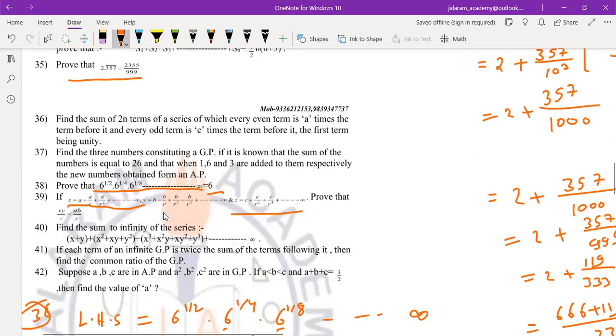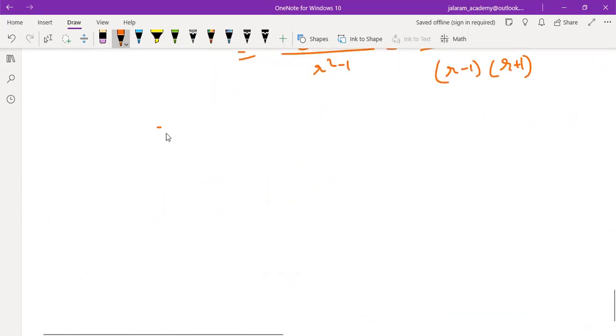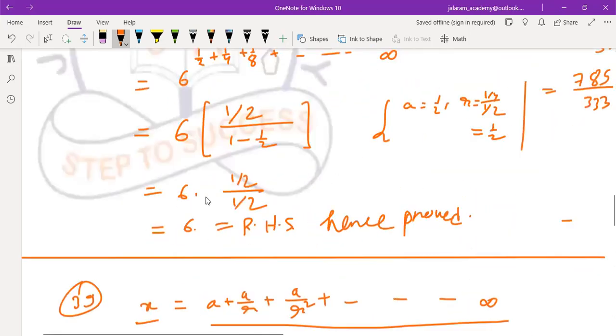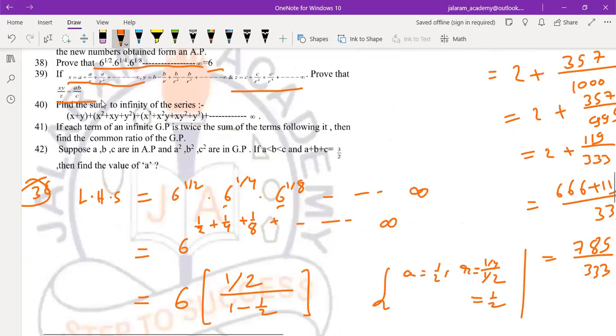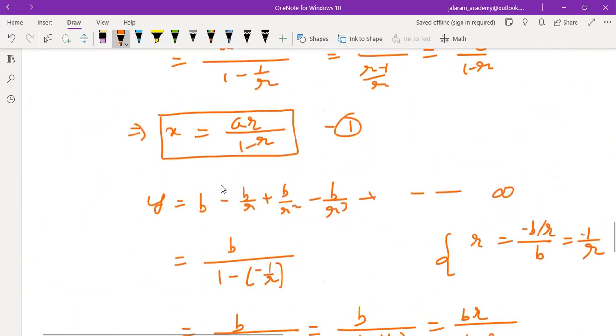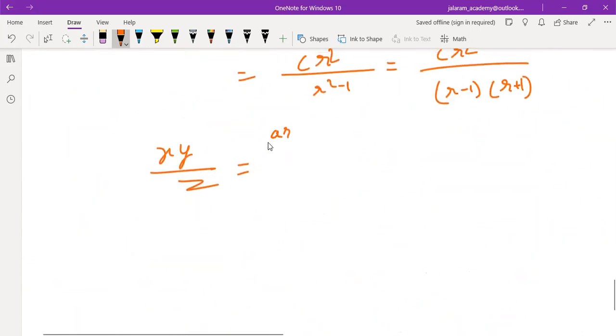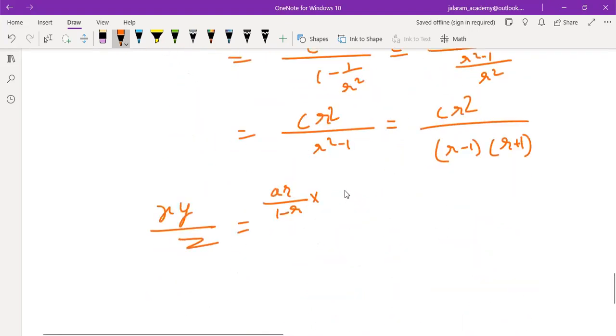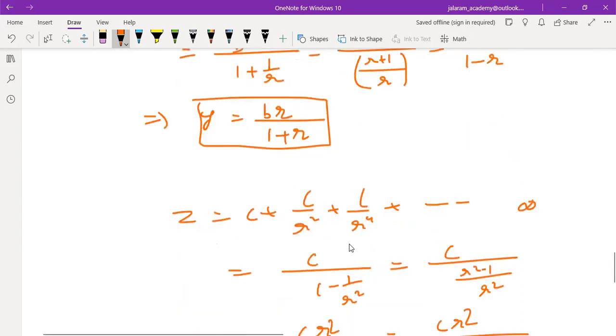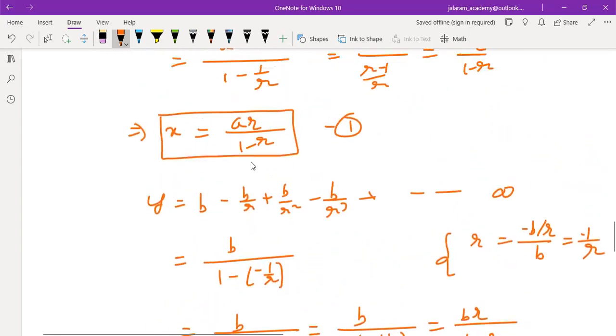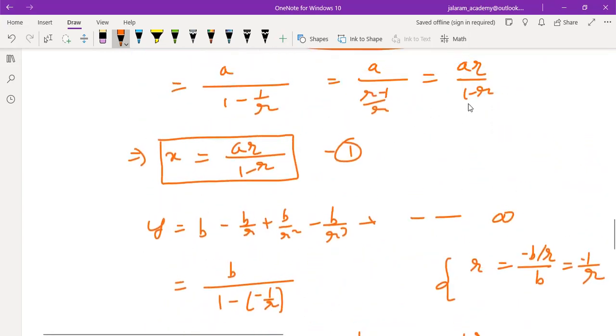Now we have to find xy by z and prove that it is equal to ab by c. In this we have to prove that xy by z equals ab by c. So x is ar upon r minus 1, y is br upon 1 plus r, and z is cr square upon r square minus 1.